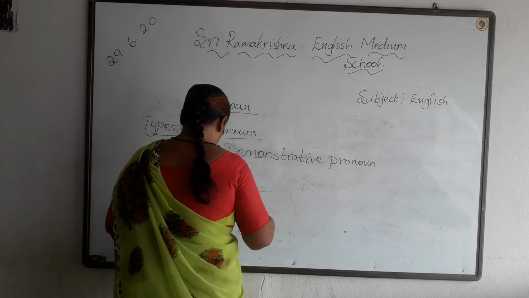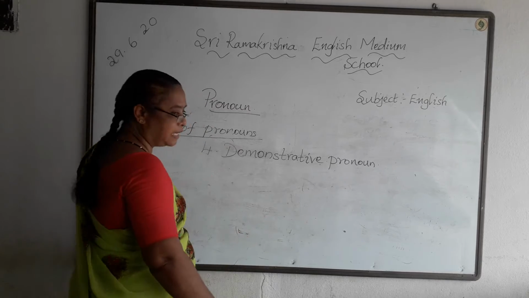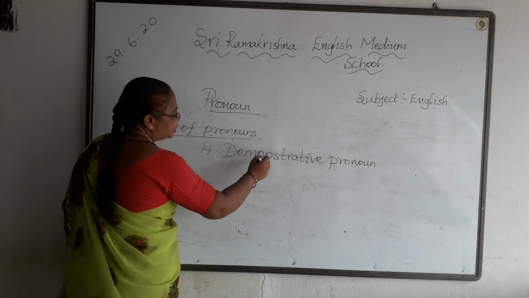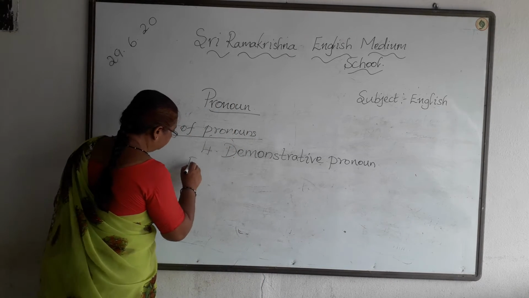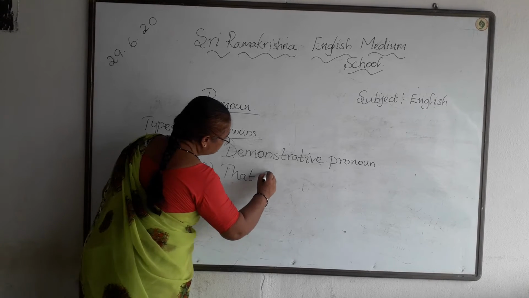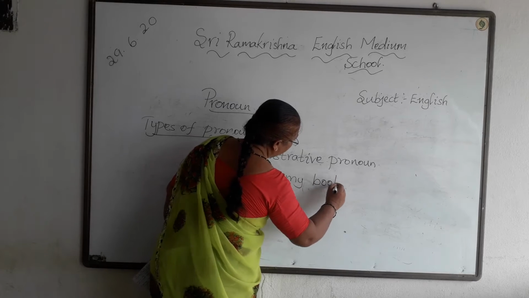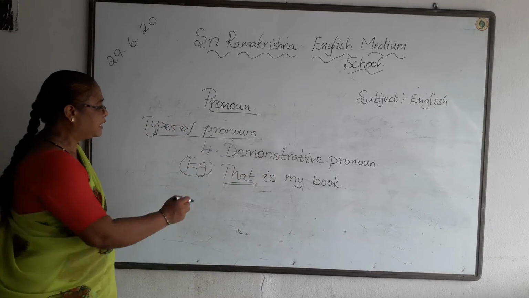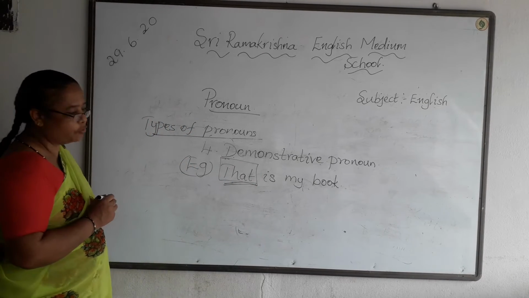So the fourth one is the demonstrative pronoun. Demonstration means making or showing something clear. Example: That is my book. Here, with "that" we are showing. So this "that" is the demonstrative pronoun.